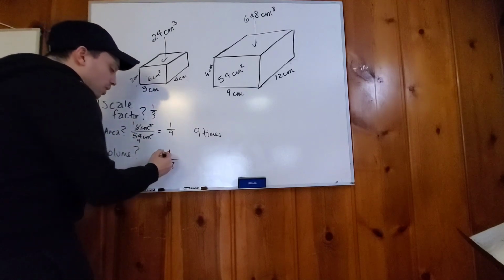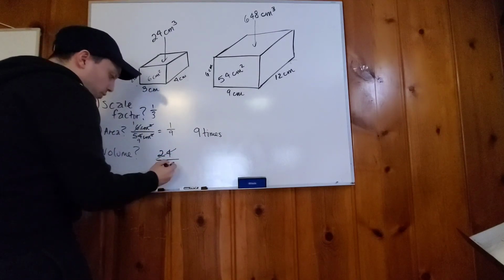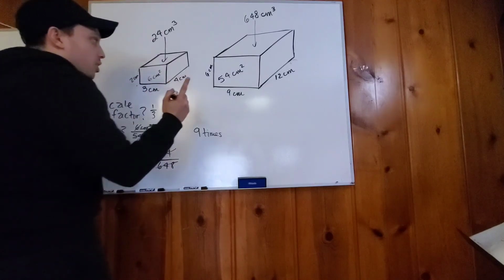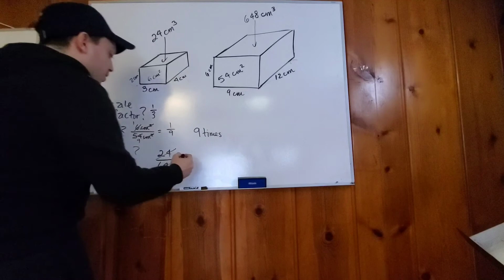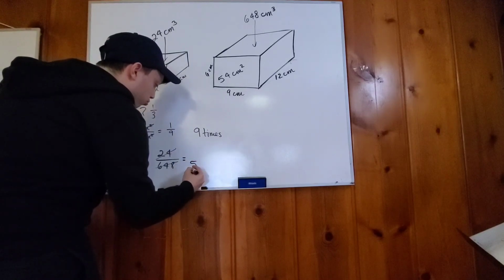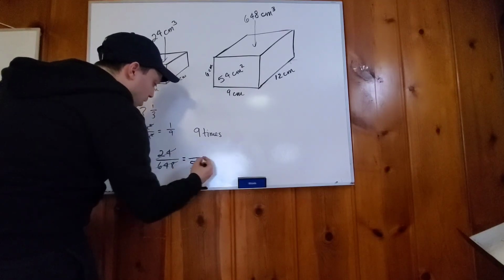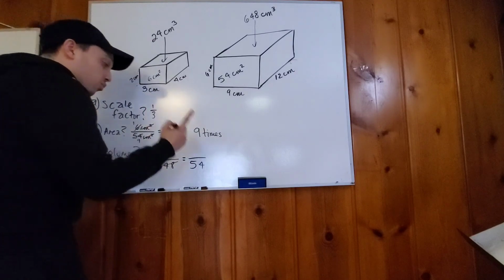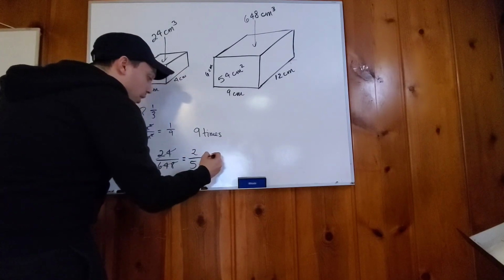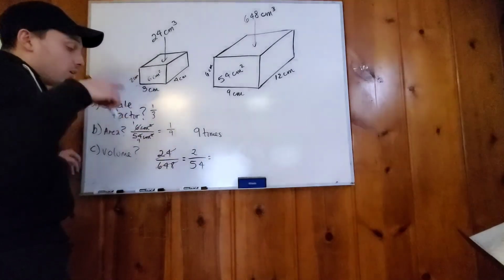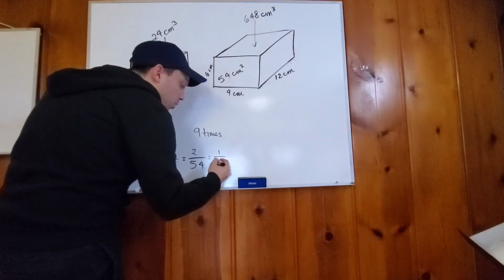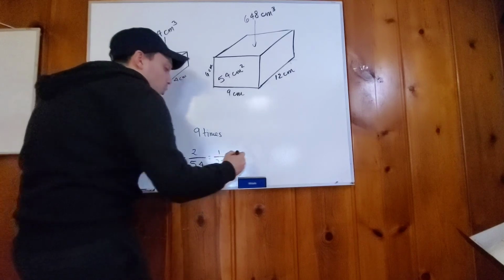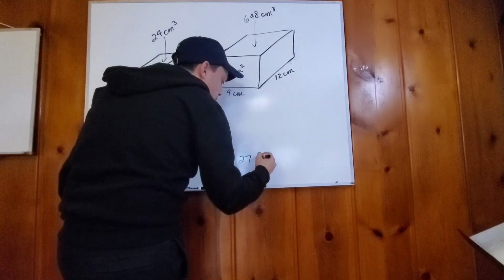And these are obviously divisible by 12. Now, this is a lucky break for us because we already know that 648 divided by 12 is 54. And 24 divided by 12 is 2. And these can be divided by 2 again, and it's going to be 1 over 27. So it will be 27 times larger.